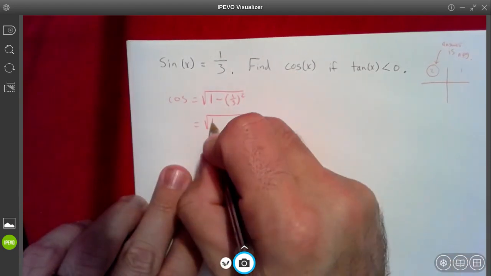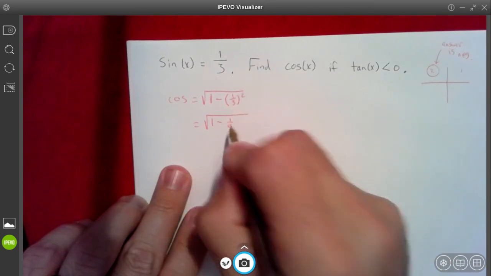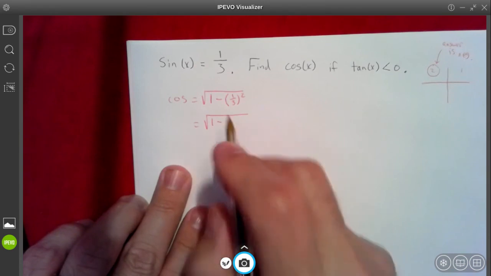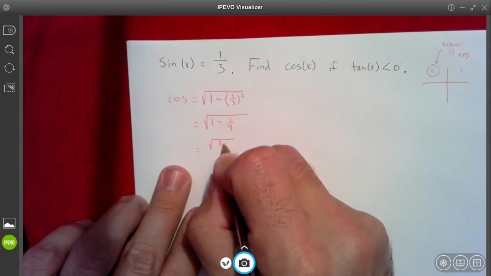Simplify this down a little bit. We get 1 minus 1/3 squared becomes 1/9. All right, 1 minus 1/9 is 8/9.